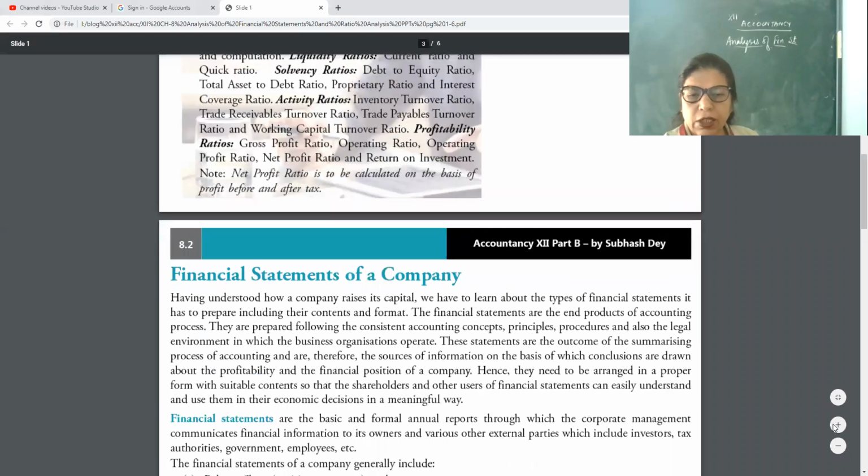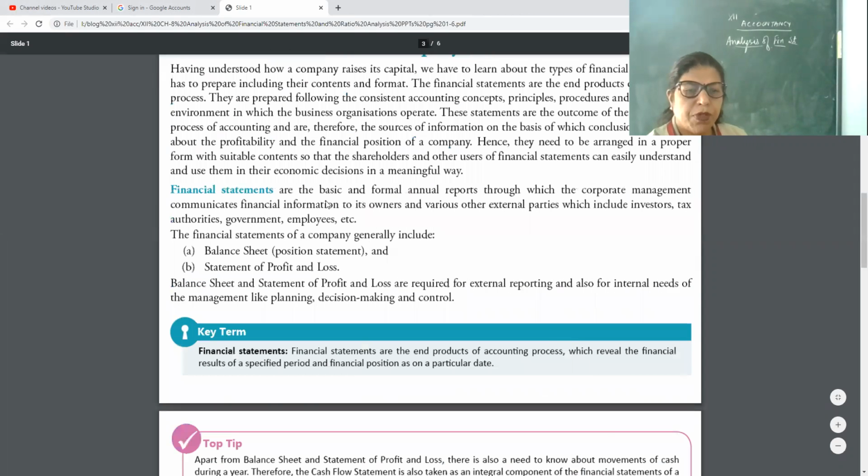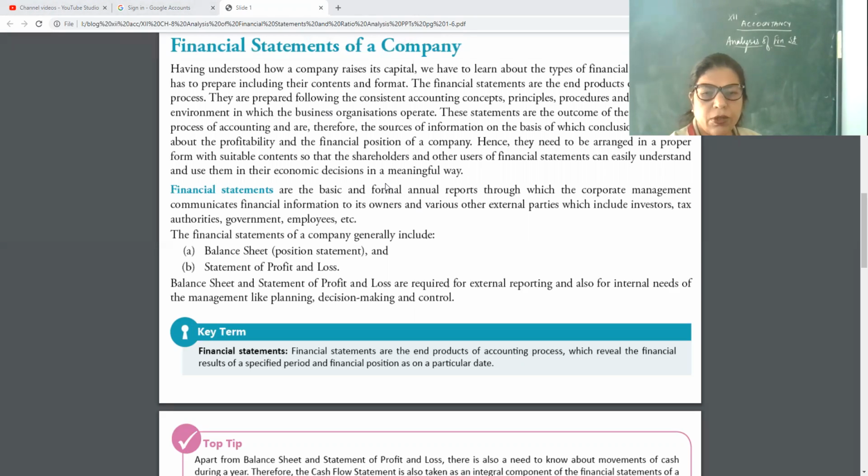Yes, please. Financial statements of a company. Note down, please. Financial statements are the basic and formal annual reports. Please mark it. One by one, I am going to tell you how to write basic reports, formal reports, and annual. Annual means financial statements are prepared at the end of the year and generally to inform and communicate to the external parties. Now the question is, what are the things included in financial statements?